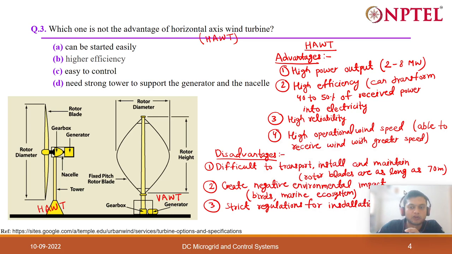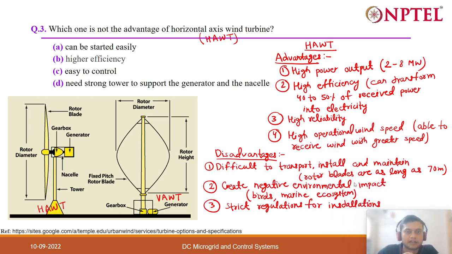And if you see the options, from common sense you can easily find the answer. This is one advantage, higher efficiency is also an advantage, easy to control is also an advantage, but it needs a strong tower to support the generator and so on. So this is the demerit of this horizontal axis wind turbine. So the correct answer will be D.